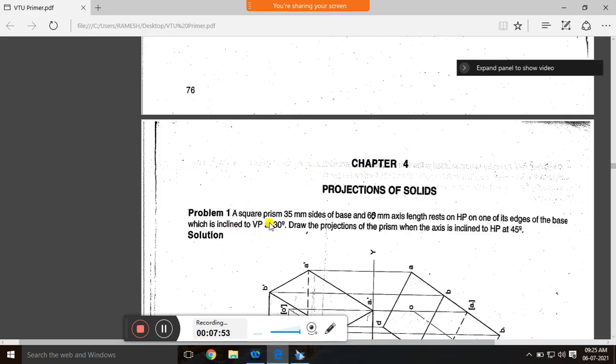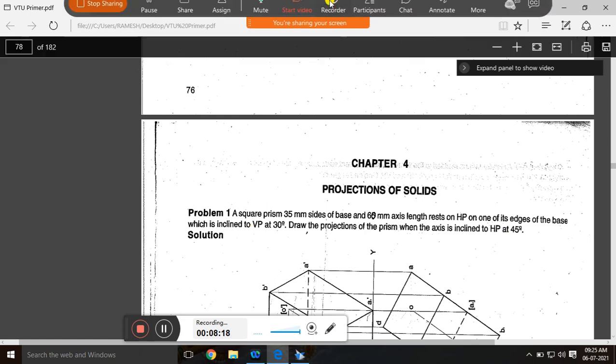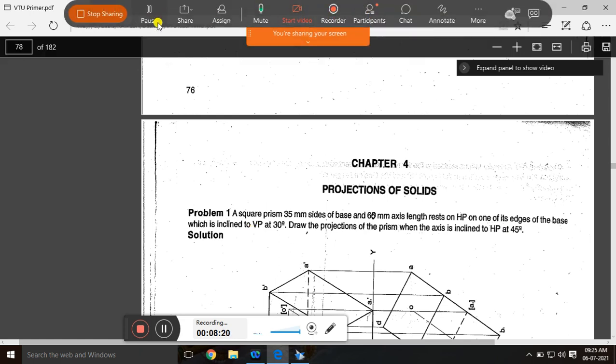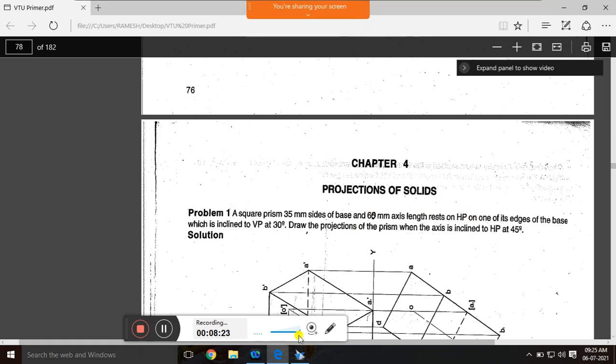And the next is to draw the position of the prism when the axis is inclined to HP. Always in the second position, only the axis is inclined. If the inclination is given for HP, it means it is an axis inclination only. Clear? But in the third position it may be axis or it may not be axis. In some cases it is axis, then you have to go with the locus method. If it is not axis, but edge inclination, then you have to go with the normal method. Yes, it is 45 degrees.